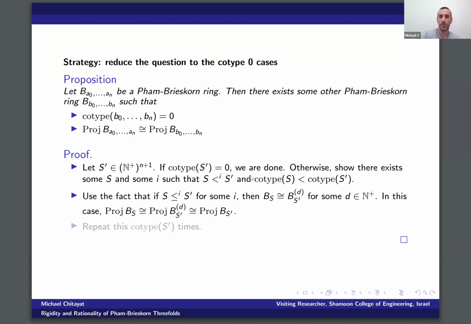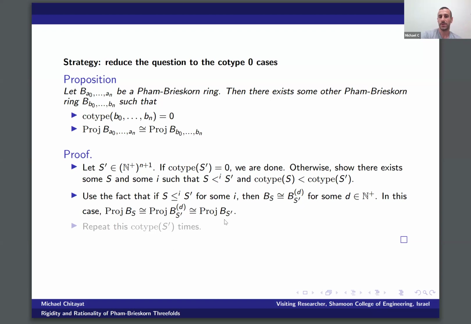And then we can use the fact that if S is less than or equal to S prime for some index I, then one Pham-Brieskorn ring is a Veronese subring of the other for some natural number D. And in this case, since B_S is isomorphic to the Veronese subring of B_S prime, it's clear that we have the first isomorphism because these two rings are isomorphic, so their Projs are isomorphic. And in general, when you have a Veronese subring, the Proj of a ring is isomorphic to the Proj of its Veronese subring. And so we obtain the second isomorphism.